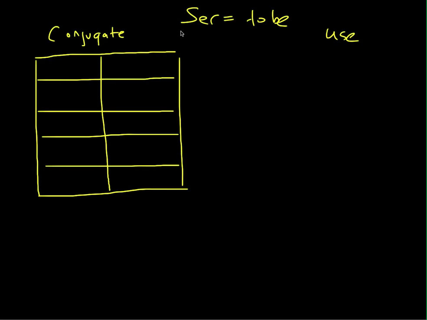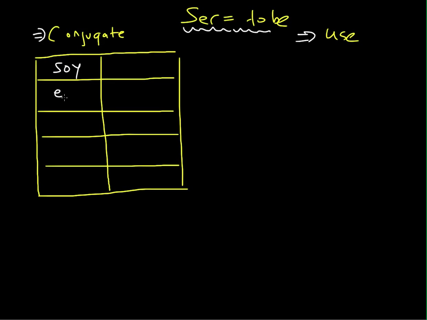Let's take a look at how to use the verb ser. The verb ser means to be. We are going to learn how to do two things. We're going to learn how to conjugate the verb ser in the present tense, and we are also going to learn how to use the verb ser in the present tense. So let's conjugate the verb ser.